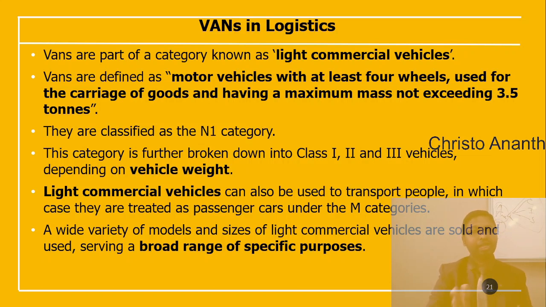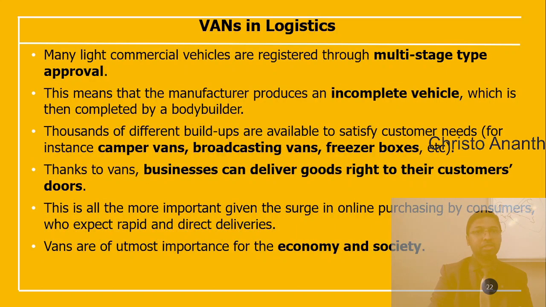Okay. So light commercial vehicles can also be used to transport people. In that case, they are treated as passenger cars under the M categories. So we have different models and different sizes being sold, and of course everything has its own specific purpose. Many light commercial vehicles will have multi-stage type approval, which means that the manufacturer produces an incomplete vehicle which is then completed by the bodybuilder.